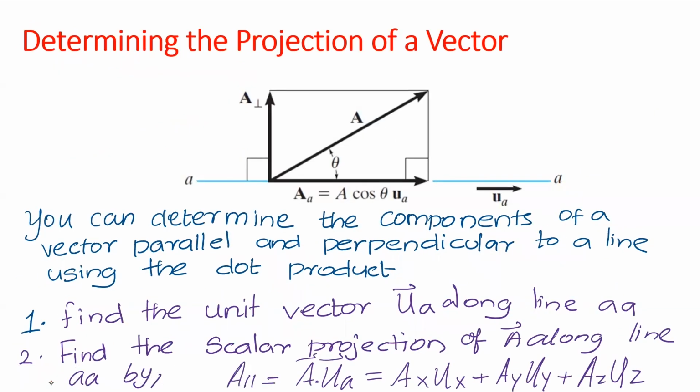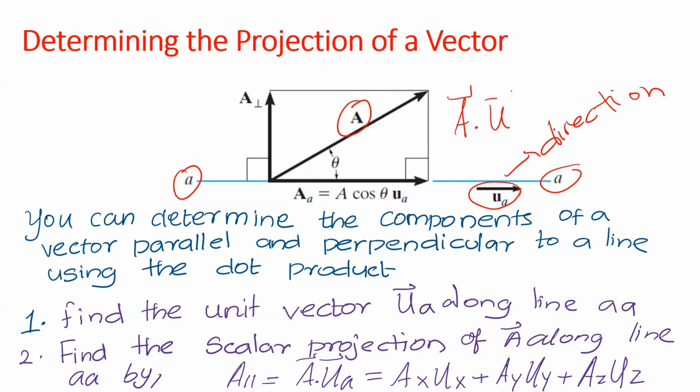So how do we find the projection of a vector along any line? Let's say I have a vector A and I want to find its component parallel to the axis AA and perpendicular to that axis. To do that, first I need to find a unit vector uA directed along my line AA. The unit vector uA gives the direction of the projected component of vector A along the line AA. Once I have my unit vector, I can get the scalar projection of my vector along this line by taking the dot product of vector A and the unit vector of my line.